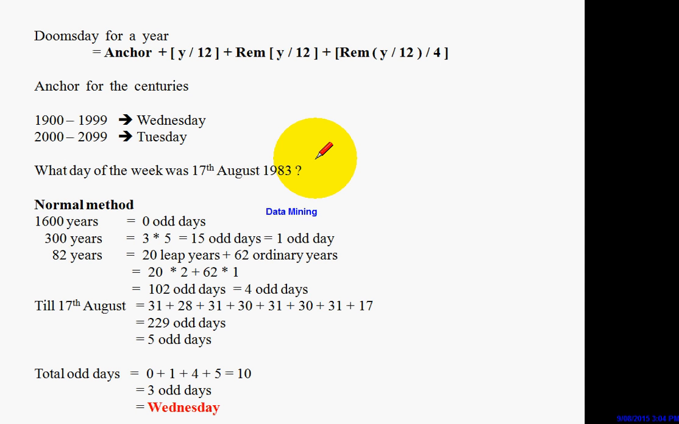So the doomsday for a year is equal to the anchor plus the year given in the problem divided by 12, and once you divide that by 12, you get a remainder value. You have to add that remainder value. Again, that remainder value you got by dividing by 12 should be divided by 4. Once you sum up all these values, you will get the doomsday. Once we find the doomsday, we can easily arrive at an answer. I'll give you an example for this doomsday.